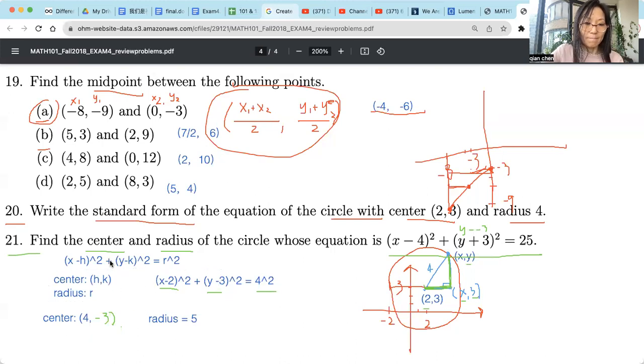All right. So you see in the standard form, we have x minus h and y minus k. So for question 21, we have y plus 3. That comes from y minus -3. Okay, so this finishes our review for exam 4.